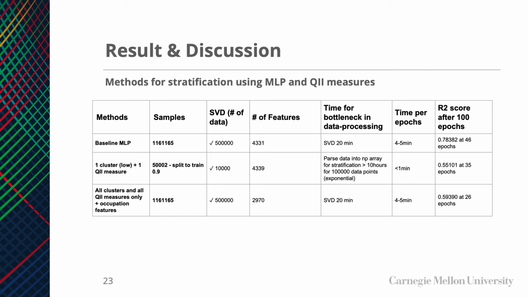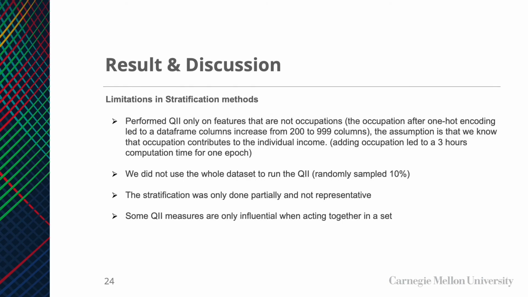Alternatively, we also measured the validity of our QII measures using the whole dataset and also performing an MLP, which yielded a result of 0.59 after 100 epochs. Although the initial results of our experiment may seem to suggest that QII measures is not an effective strategy for data distillation, it should be noted that there are many shortcomings as to why our experiment did not run as intended. For instance, due to computation and time limitation, we reduced the size for QII analysis to 10% of the whole dataset. For similar reasons, we made the assumption that all occupations contribute to the prediction of the income label and did not run them through the QII.